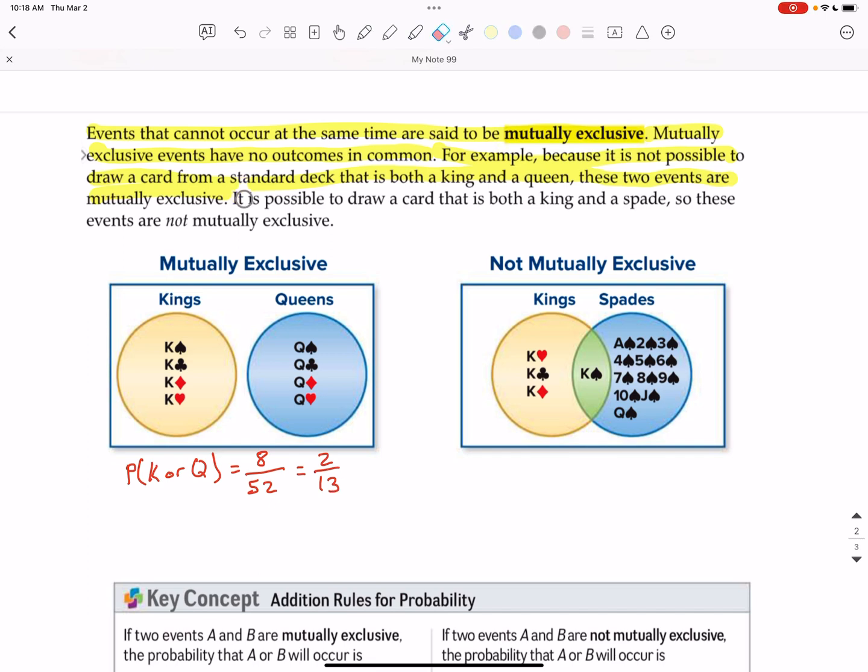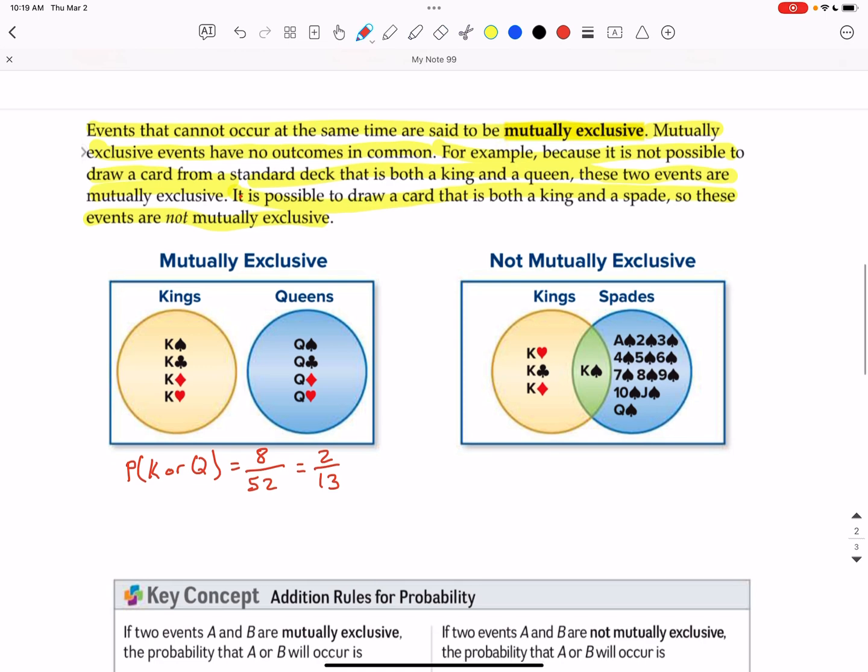Just as we showed earlier, it is possible to draw a card that is both a king and a spade, so these events are not mutually exclusive. Notice this Venn diagram has all 16 cards that are either a king or a spade. The left circle has all the kings, the right circle has all the spades, and then there's an overlap that is the king of spades.